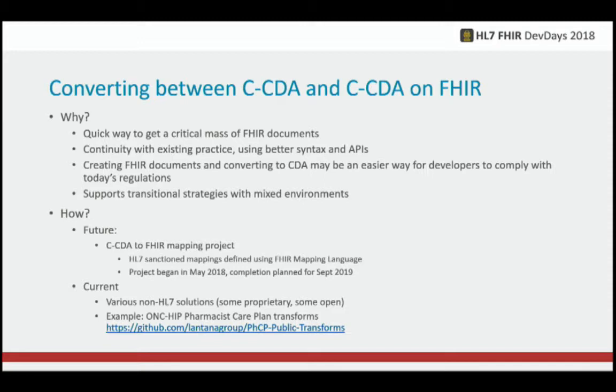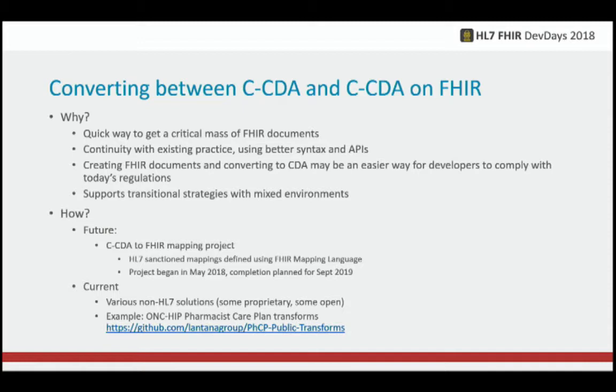Yes, I can go to Epic or Cerner and hit their FHIR APIs and get a patient, a problem, a few other resources. But if I grab one of their C-CDA documents and convert it to FHIR, I can actually get a lot more data today than I can through their FHIR APIs. Now that's changing. I hope it changes faster. But until then, this could be a good way to get a lot of FHIR content.